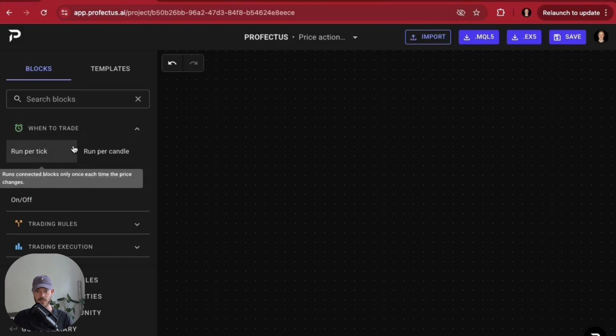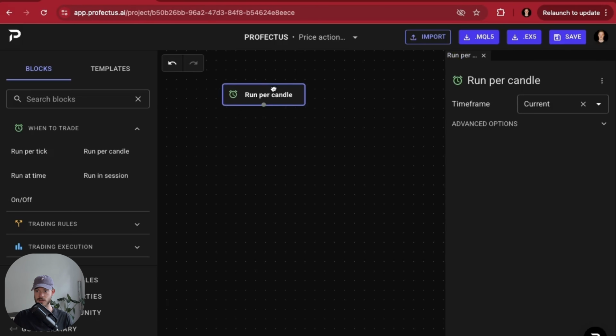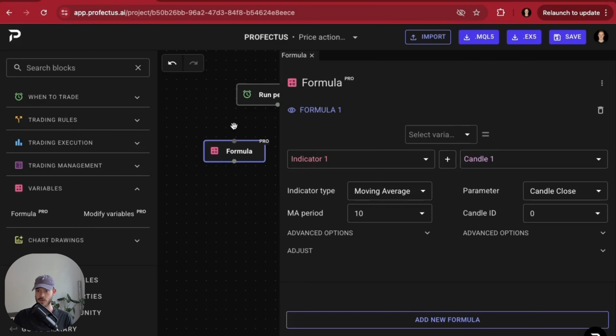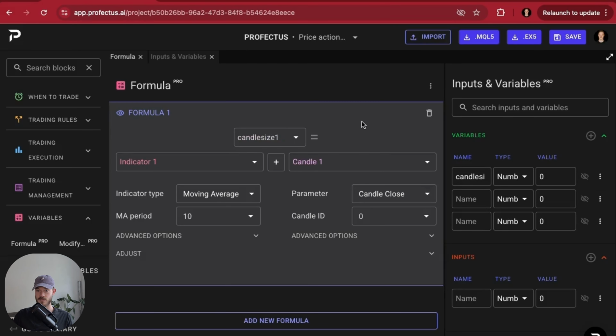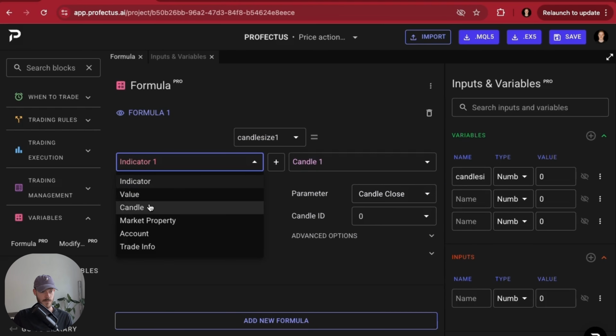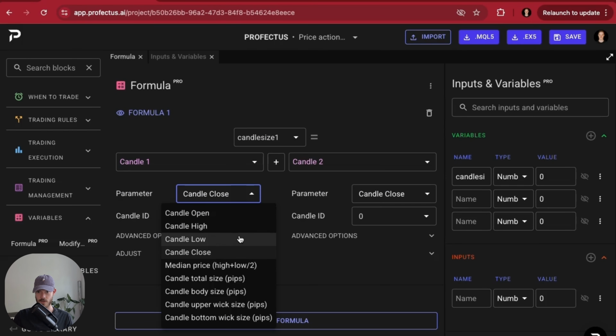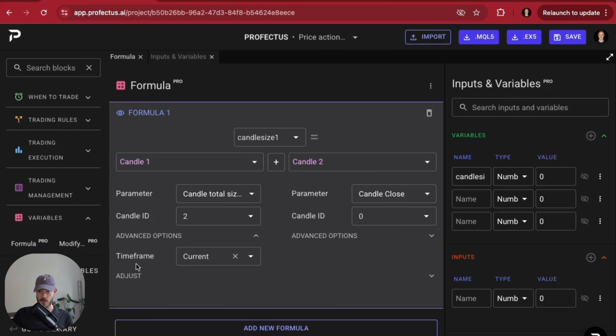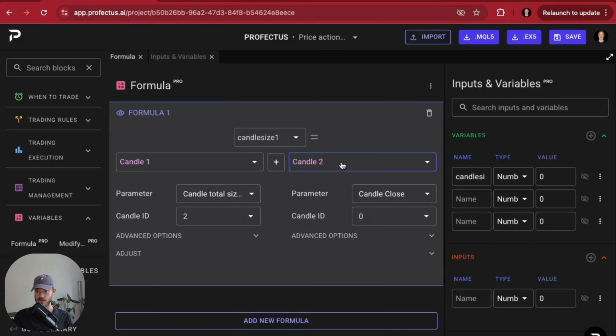First block we need, simply run per candle on top. We keep it on current. Then we will need a variable block, which we need here now for figuring out the total candle size. So we only need to pick it here from the list. Then here on the left-hand side, we go for candle, and for the parameter, candle total size in pips. Candle ID number 2. Advanced options, we keep all as is, on the current time frame. And then here, simply value 0. So we simply fetch the candle total size.